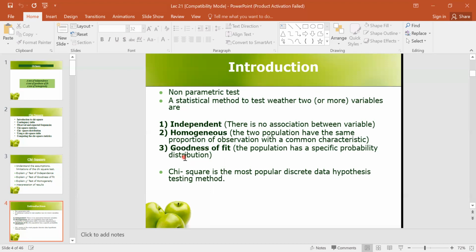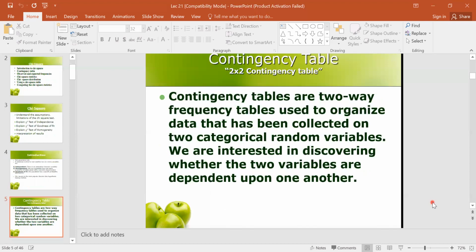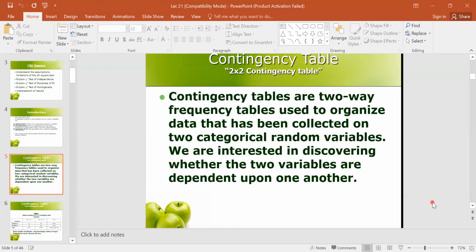And if we want to test whether the population has a specific probability distribution, then the appropriate test of chi-square is the goodness of fit. So it is the most popular discrete data hypothesis testing method in which we have these three categories: test of independence for association, test of homogeneity to check the population comes from the same variance, and to test the goodness of fit. So now let us see the concept of contingency table.